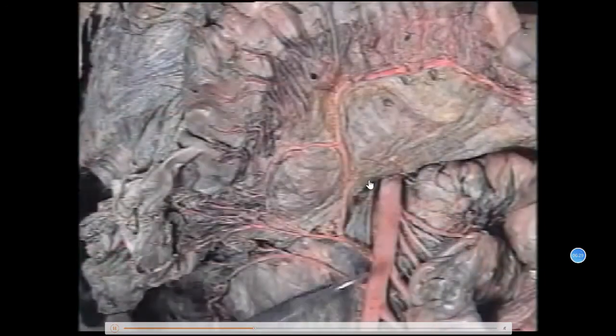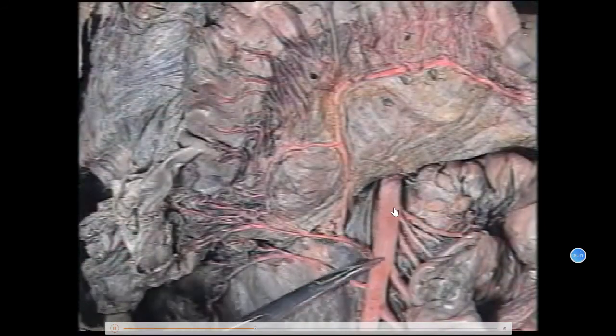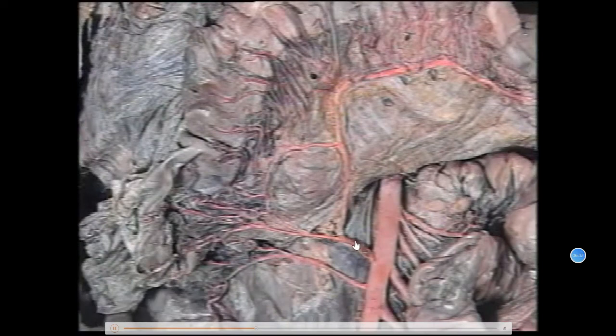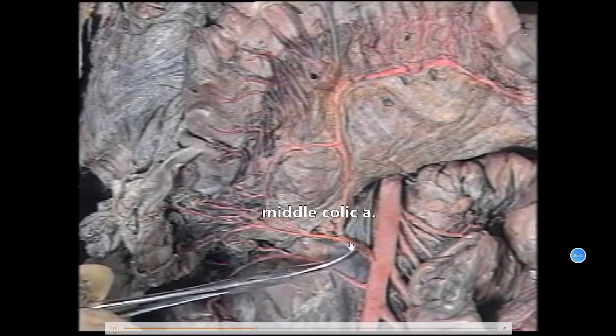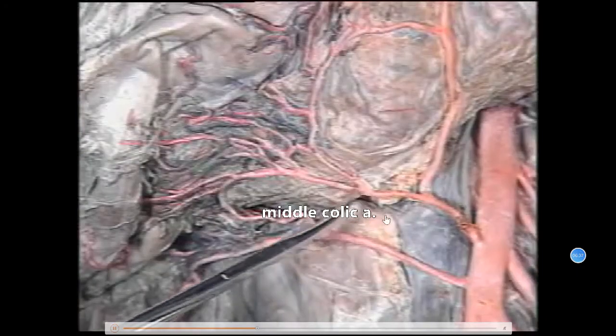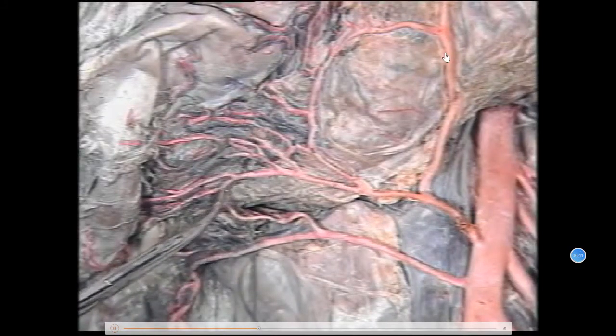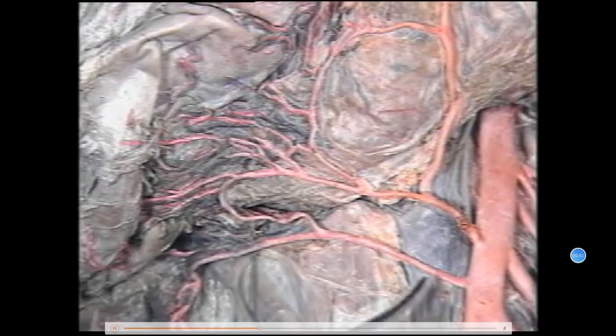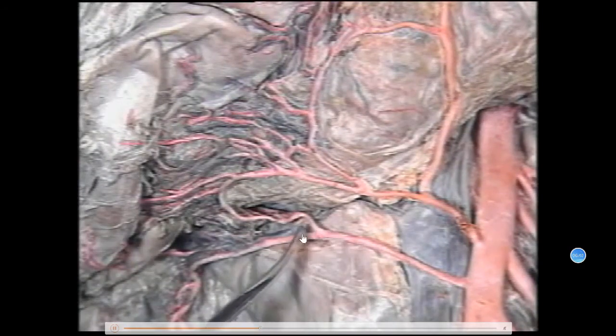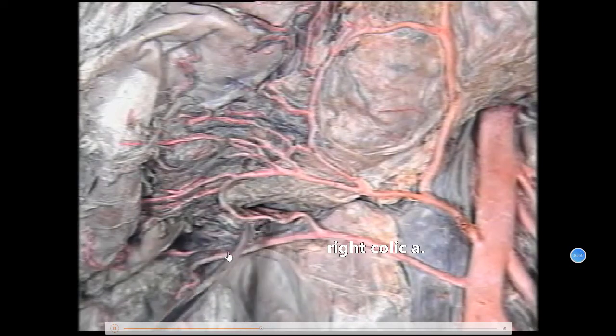This is a trunk of superior mesenteric artery. This is a middle colic artery. It has a right branch and a left branch. The middle colic artery, it has an ascending branch and a descending branch.